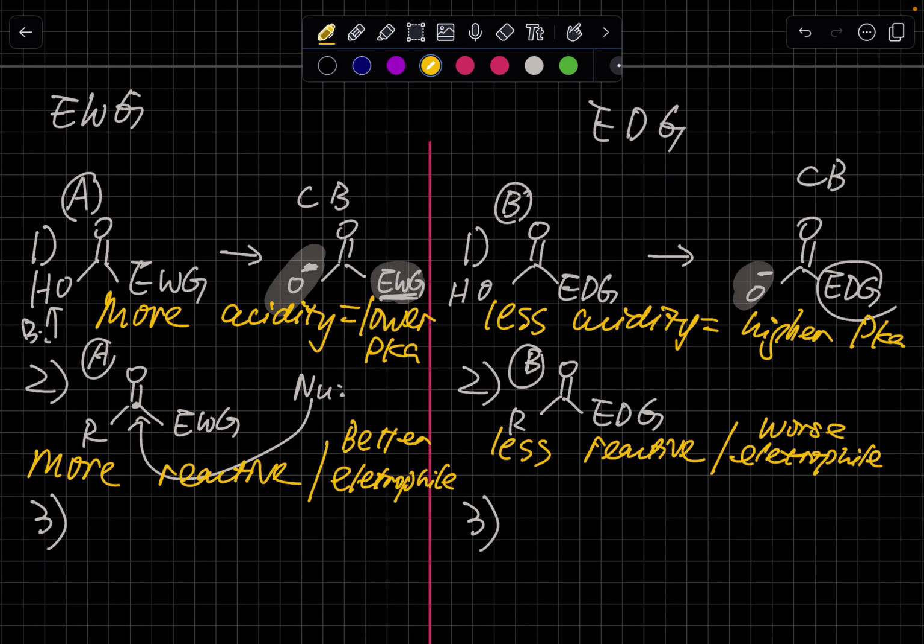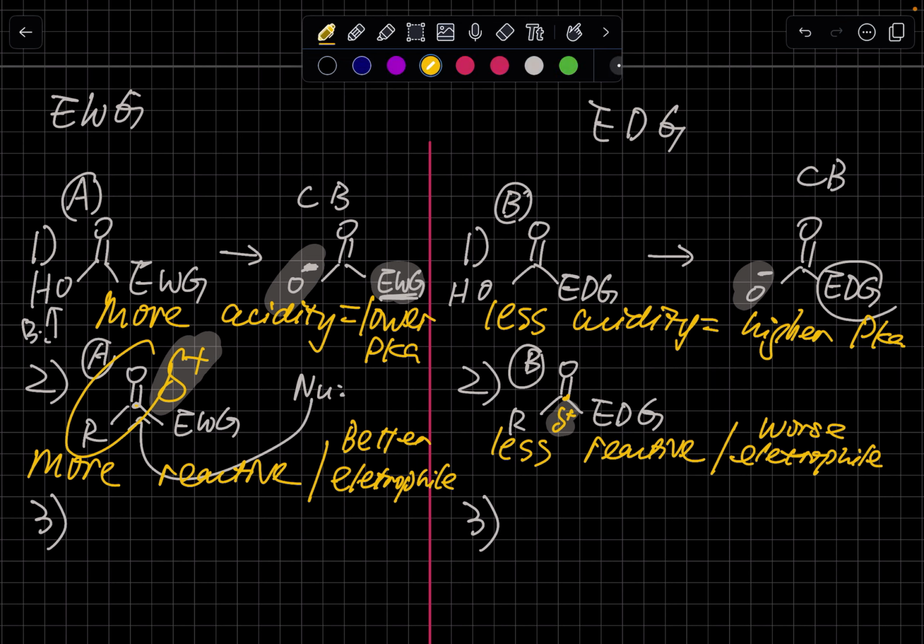Why will this be more reactive? Because the electron withdrawing group withdraws electron density from this part, which makes this even more partial positive. Let me write this: more partial positive than this, a bigger partial positive than this partial positive. So this makes it a better electrophile and more reactive.